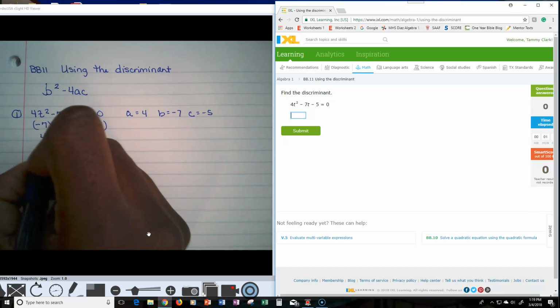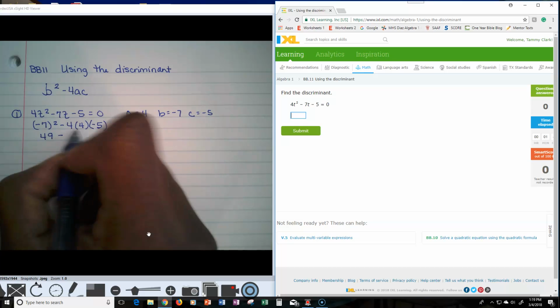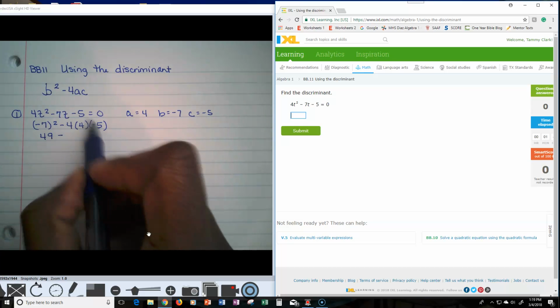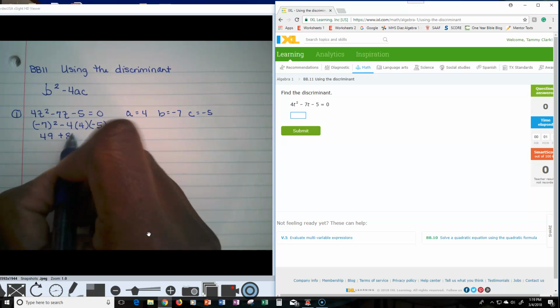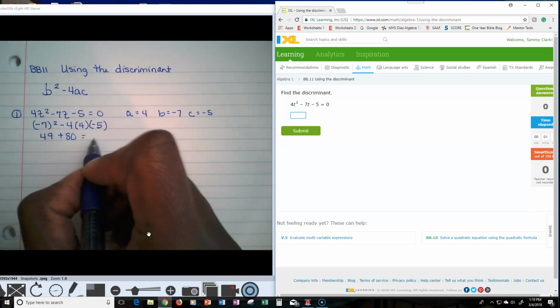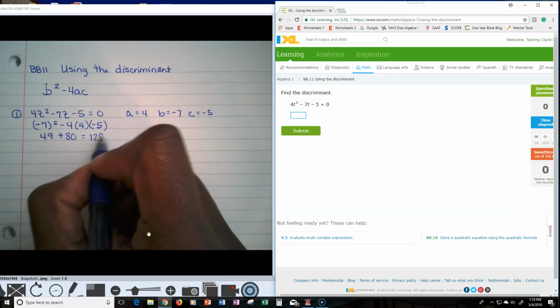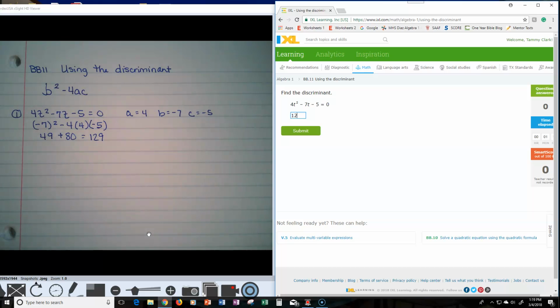So we have 49, and then negative 4 times negative 5 is positive 20. 20 times 4 is 80, so that's plus 80. And that equals 129. So we would just put that value, 129.